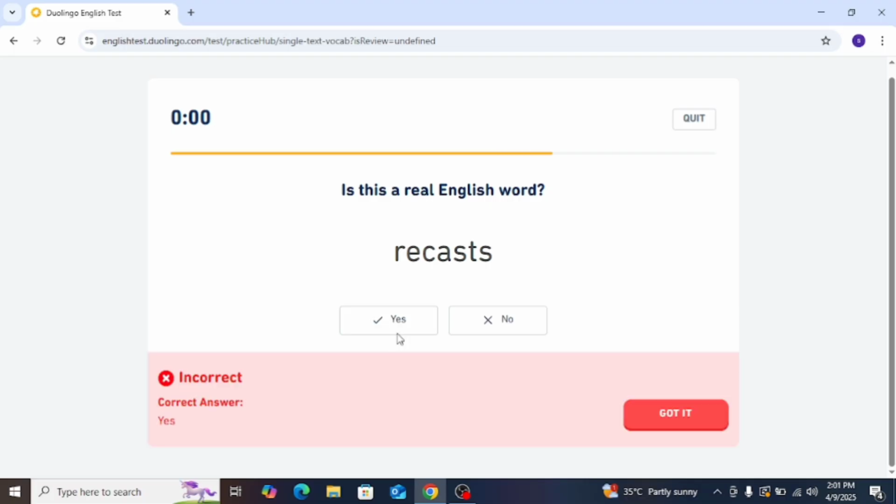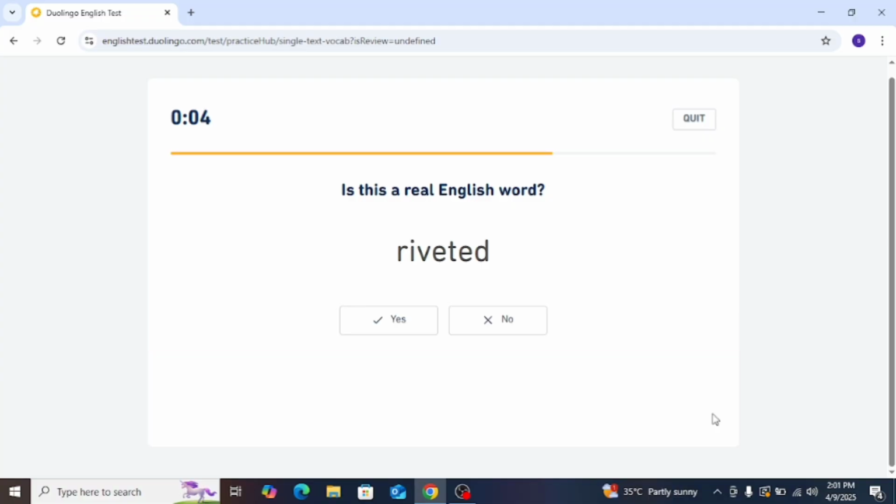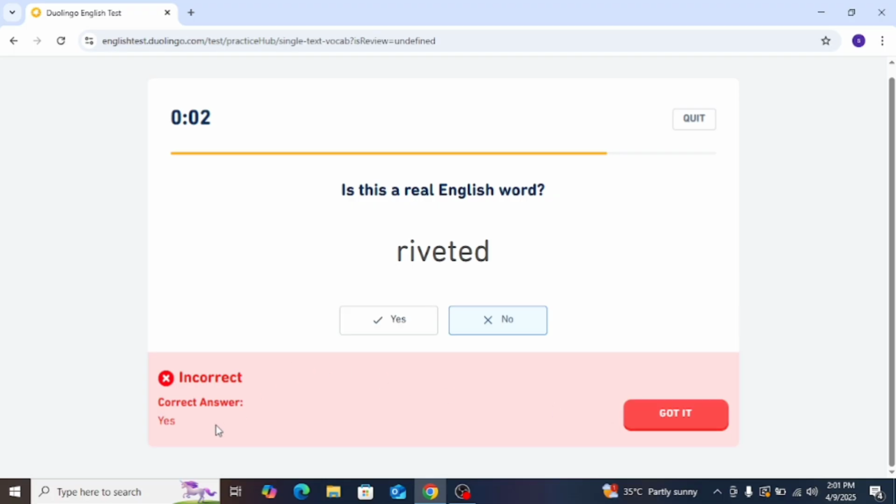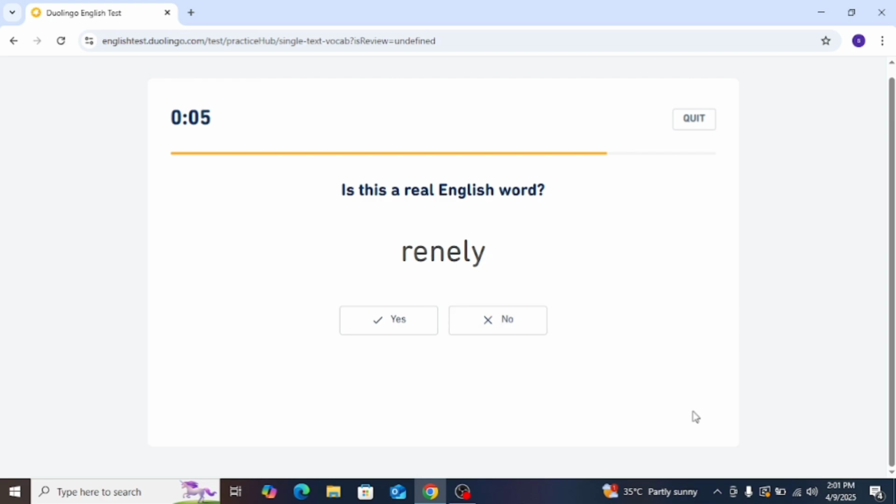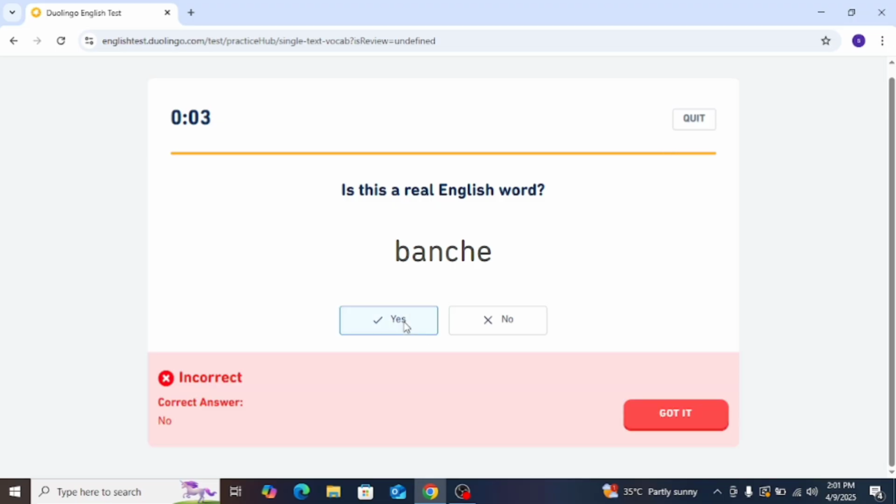Recast, yes, recast, yes, this is correct. Revived, no. The correct answer is yes, revived. Rinly, no. Bench, yes. Bench, it bends. Why? Oh, yes, this spelling is incorrect.